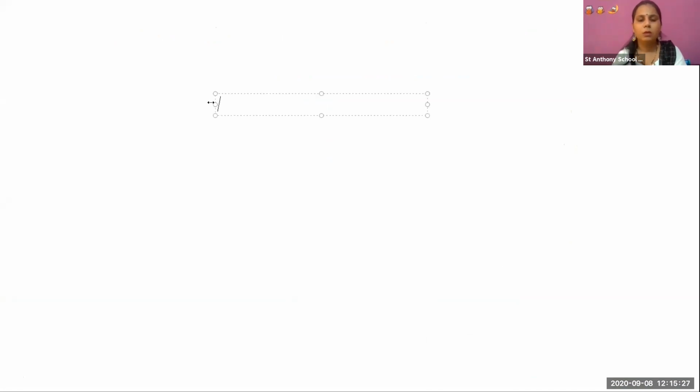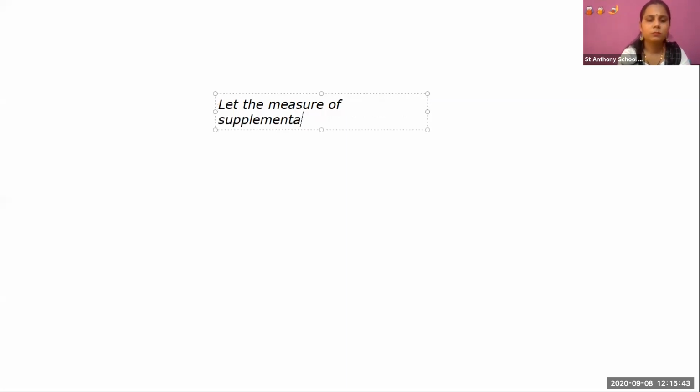Now, let the measure of the supplementary angle be x. Like we saw yesterday, let the measure of the complementary angle be x. So we will write: let the measure of the supplementary angle be x.